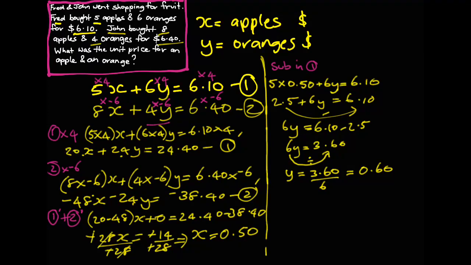So there you have it. We've got a price for apples is equal to 50 cents because apples is x, and the price for oranges is 60 cents.